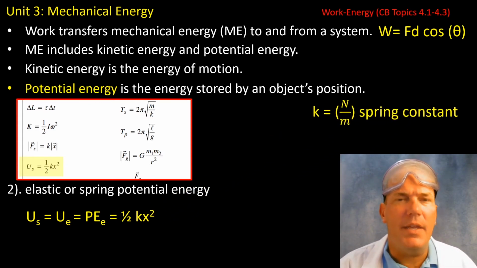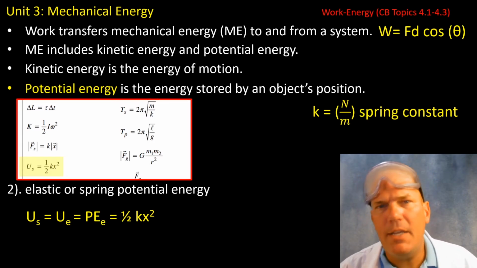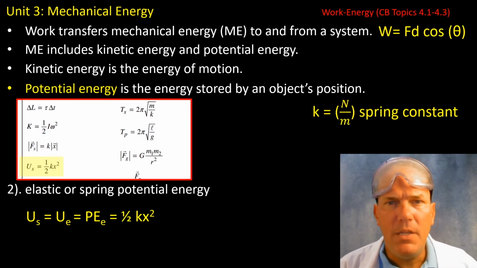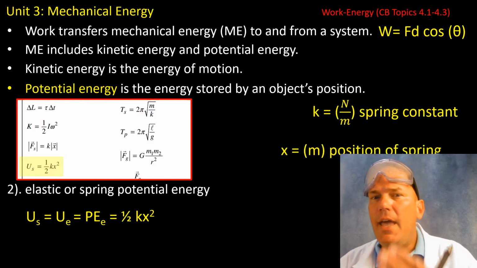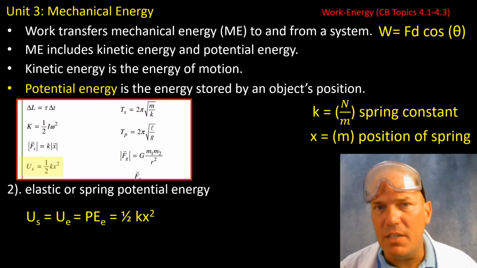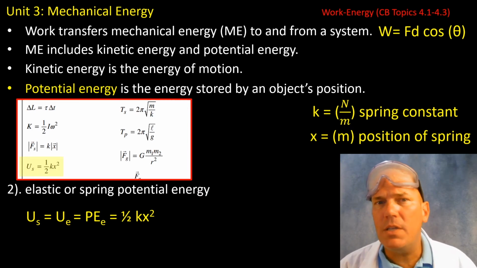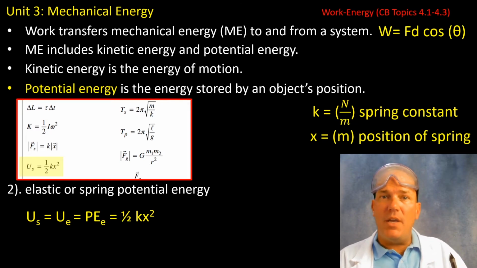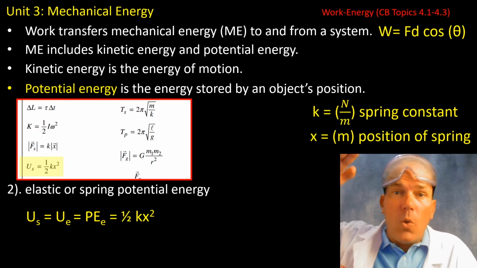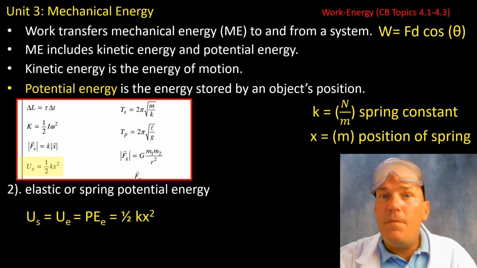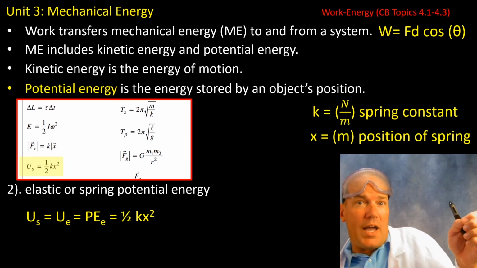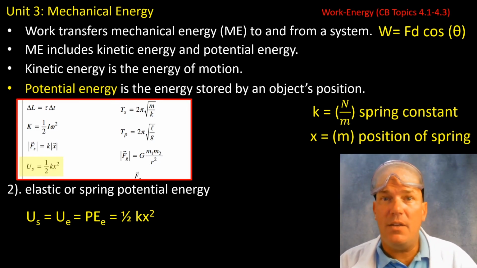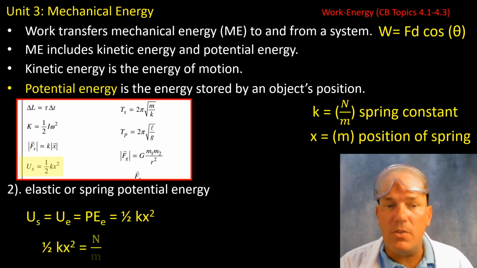Let's go ahead and look at that. K is called the spring constant. It is a property of the spring. It is a property of the material. X refers to the position of the spring. So we are looking at the change in position for the spring. How far was the object, say a spring, stretched or compressed? How far was the rubber band stretched? Those all are examples of mechanical energy and specifically elastic potential energy.